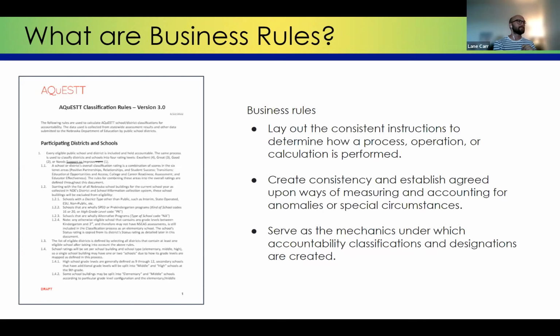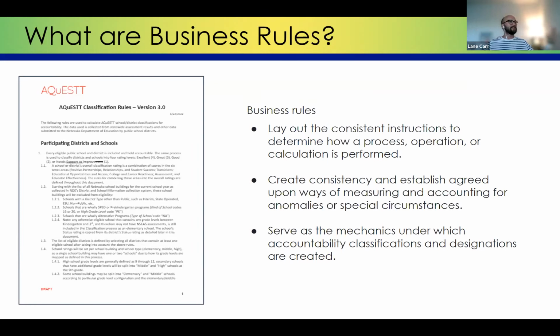anomalies and special circumstances. We know that trying to have an accountability system for a state that has a district with 50-some thousand students and a district with 50,000 students is very difficult. And we try to approach that in these draft business rules as best as we can, knowing that there are special circumstances, there are unique issues that are created. They really serve as the mechanics for our accountability and classifications and designations.